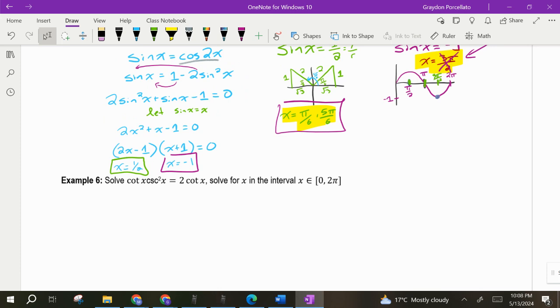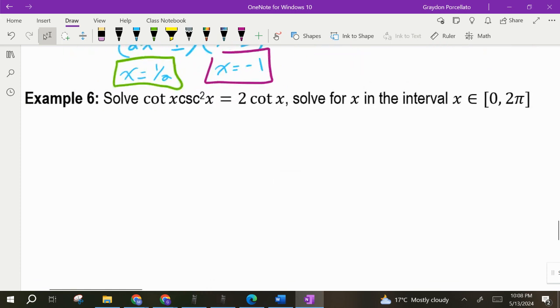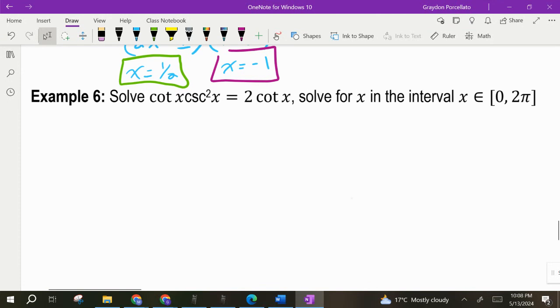So with this one here, solve this one. All right, solve this one. So let's do this one here. Let's start with this one here. So I'm gonna write it out first.